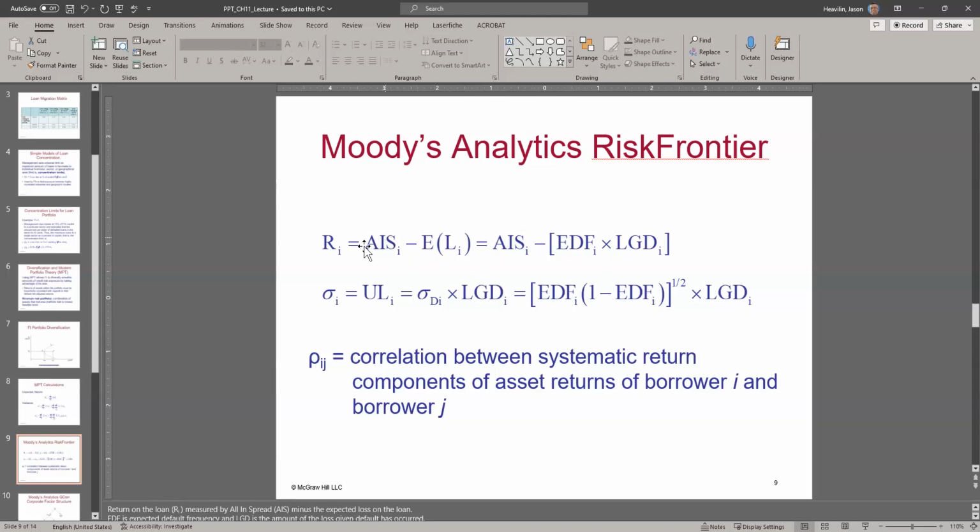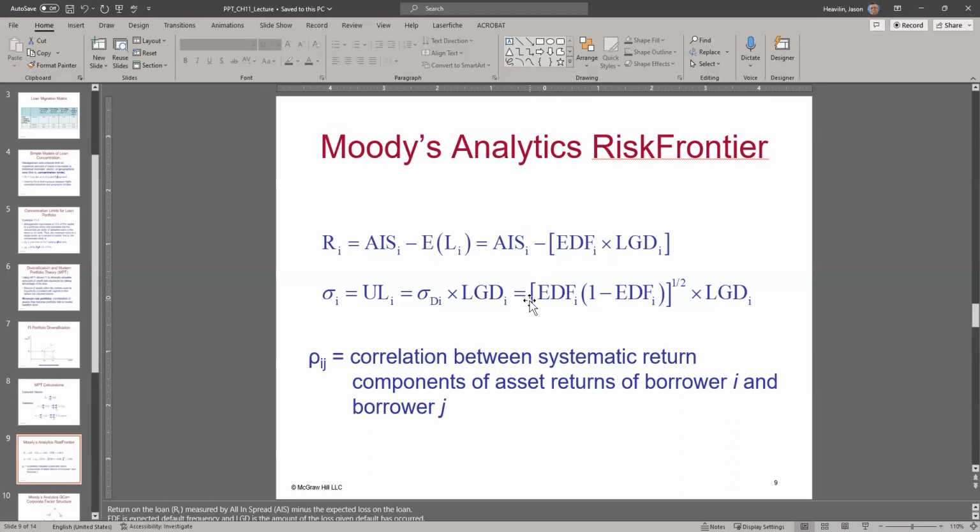But really, they look long, but all it is, notice, it's AIS minus expected L, which equals also this. So depending on the information you have, you can either do this part and you get the return, or you do this part and you get the return. Standard deviation, same thing here. It just depends what information you have. If you have this information and you just multiply those two, that'll give you the standard deviation. If you have this information, then you go through this process to get the standard deviation.